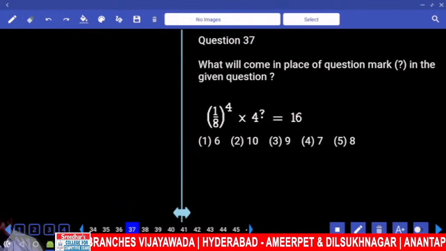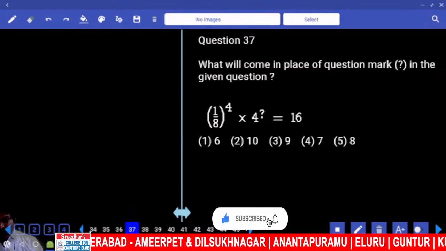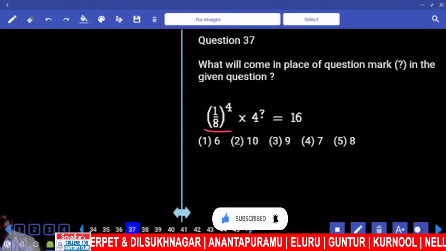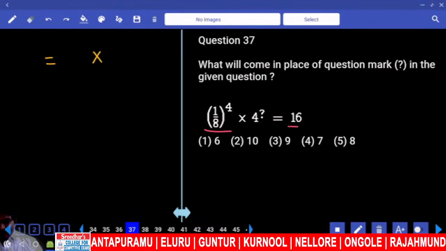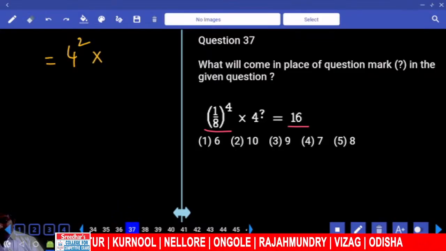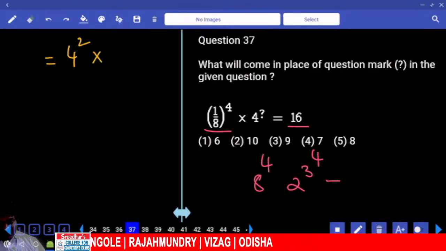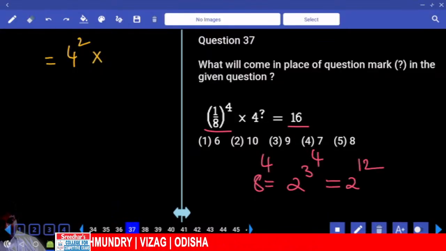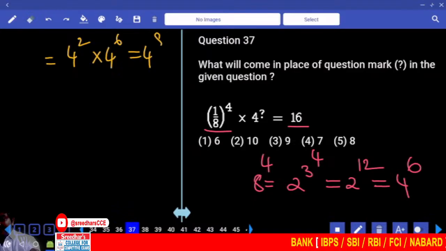4 power x. X is an exponent for 4. So every number should be identified as 4 power something. 1 by 8 power 4 goes to the right hand side and it becomes 8 power 4. Correct? Already on the right hand side 16 we have. You know that 4 square into 8 power 4. 8 can be written as 2 cube, to the power of 4, in the sense that will be equal to 2 to the power of 12. 12 can be written as 2 into 6. So that can be written as 4 power 6. So it is 4 power 6. Answer 4 power 8.